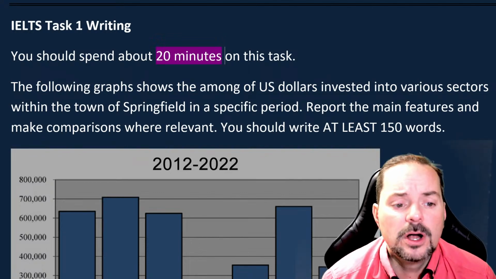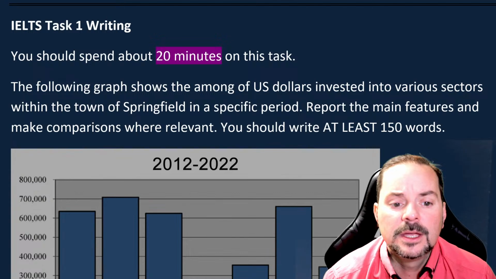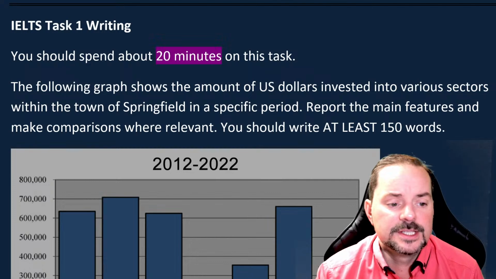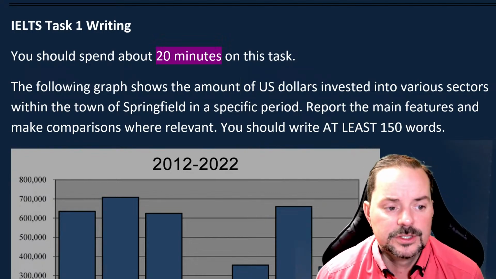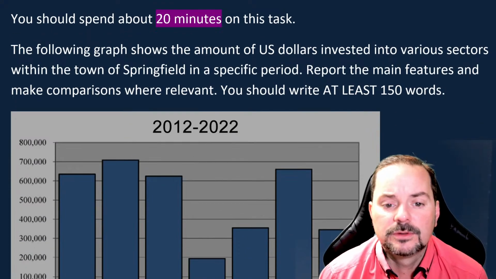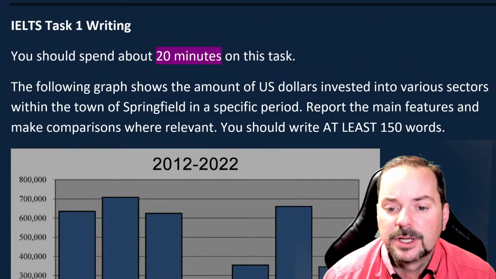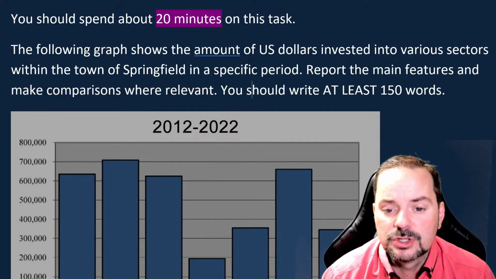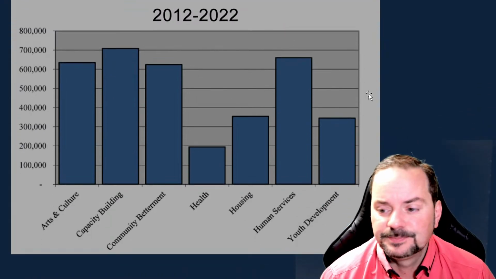And then the following graph shows the amount of US dollars invested into various sectors within the town of Springfield in a specific period. Again, the following graph shows the amount of US dollars invested into various sectors within the town of Springfield in a specific period. Report the main features and make comparisons where relevant. You should write at least 150 words. And then you have this graph here.